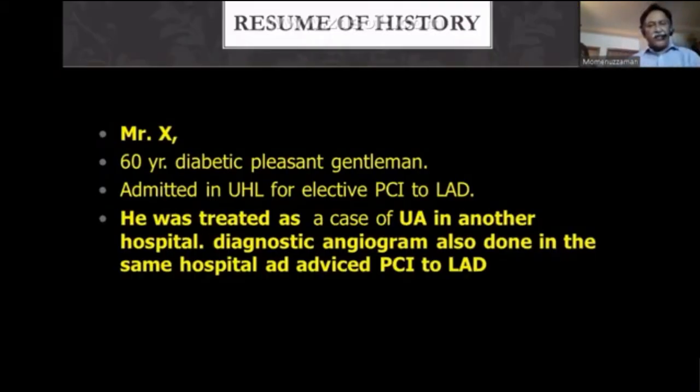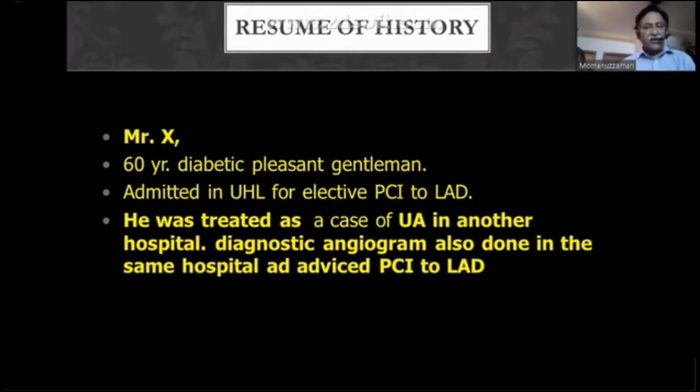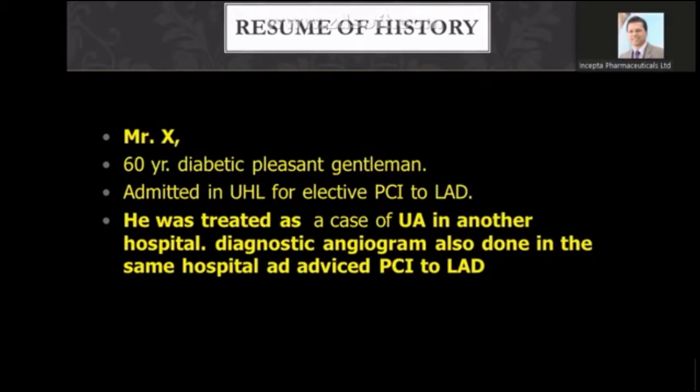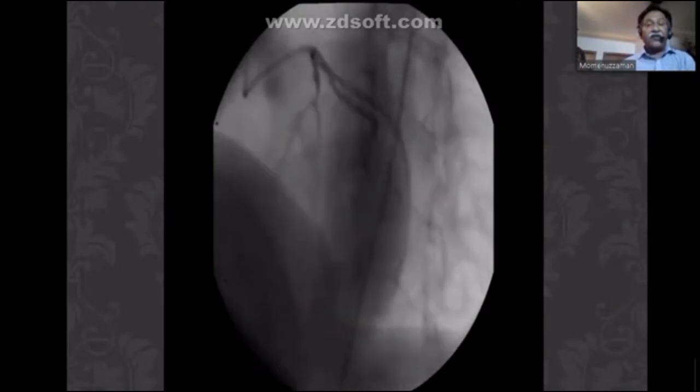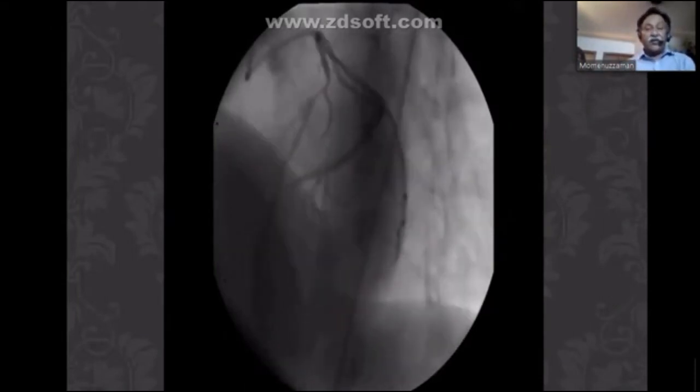Like Mr. X, 60 years old, diabetic, a pleasant gentleman, admitted in my hospital for elective PCI to LAD. He had been treated for his unstable angina in another hospital. The diagnostic angiogram showed a critical lesion in LAD and was planned for PCI to LAD. It is my normal practice to repeat all outside angiograms before proceeding to angioplasty. So as part of that, I did the angiogram. This is the angiogram that I saw in my chamber.